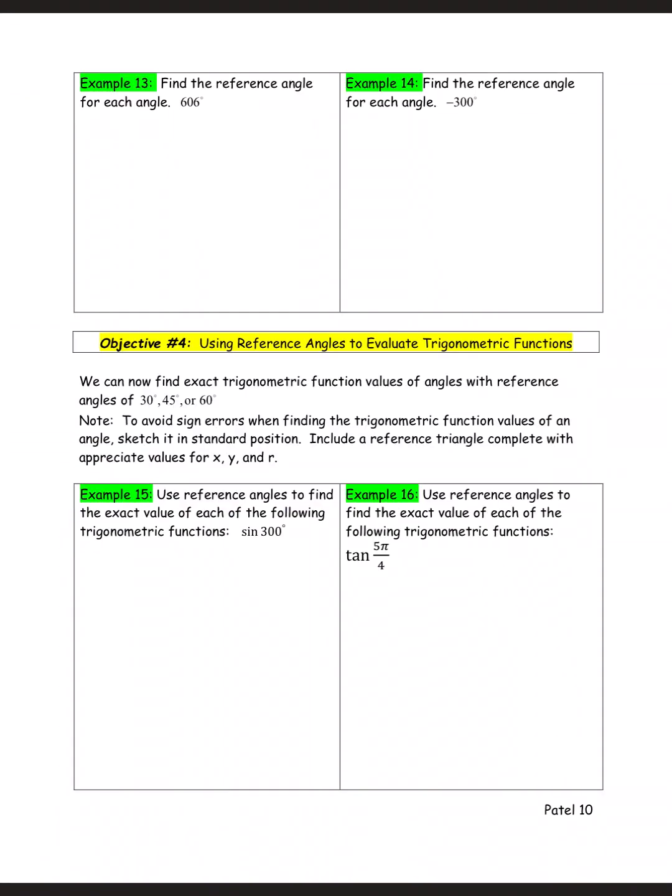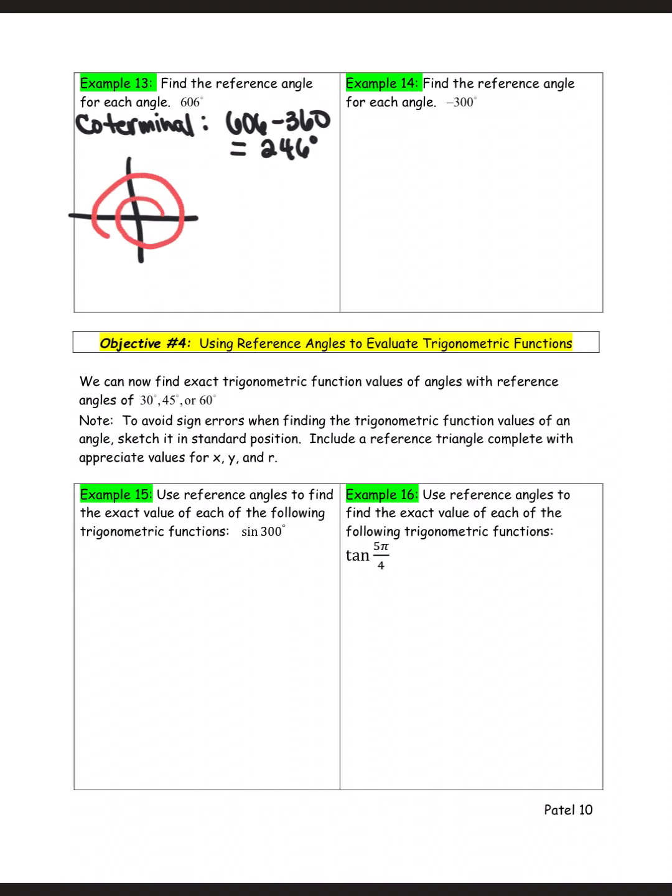Example 13, find the reference angle for 606. Well, first of all, we already know that 606 is way bigger than 360, which means the coterminal angle for this is going to be 246. So the coterminal positive angle will be 606 minus 360, so 246 degrees. So that will be in quadrant 3. So we're going to go around one time and stop right here.